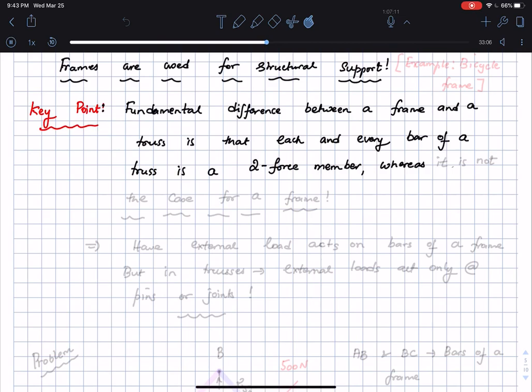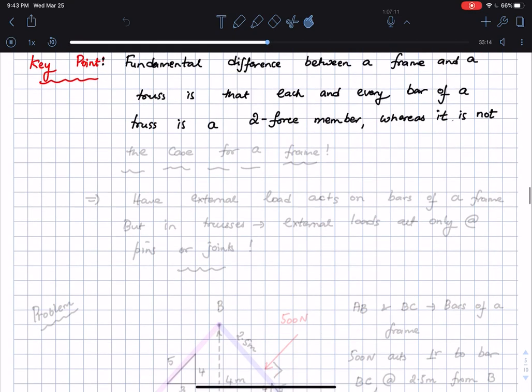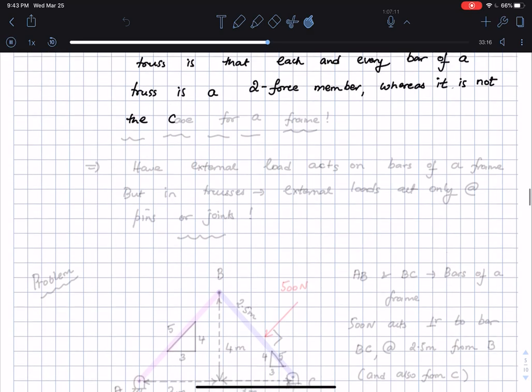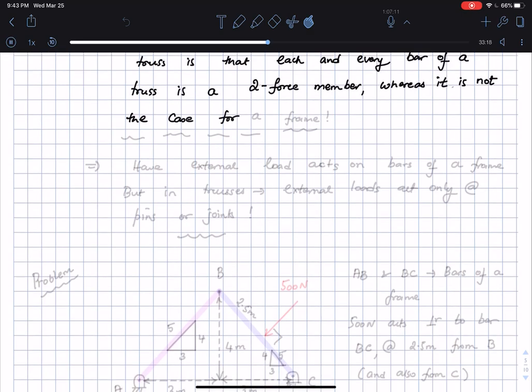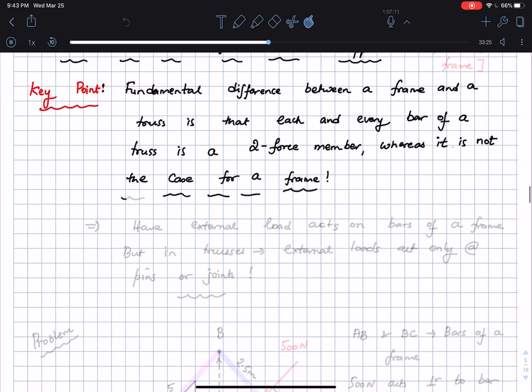It is not the case for a frame. Not the case for a frame. Okay, so this is a fundamental difference between a truss and a frame.